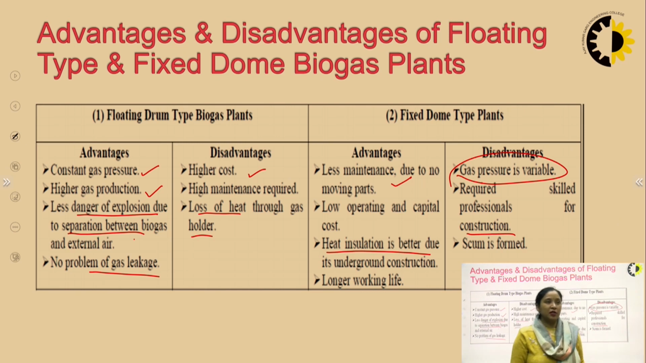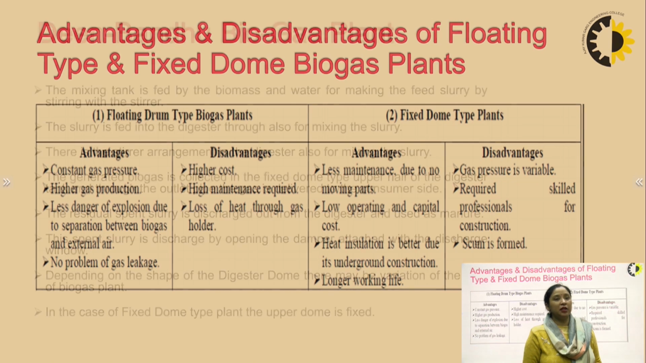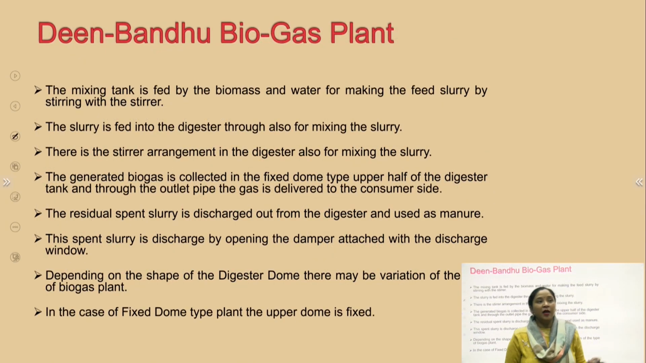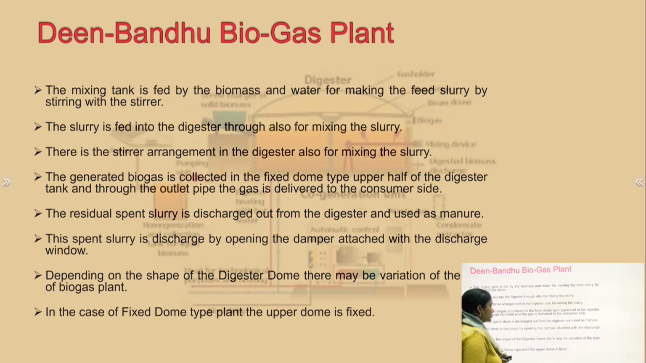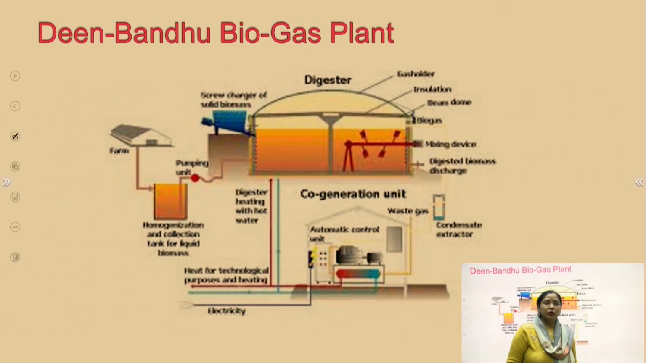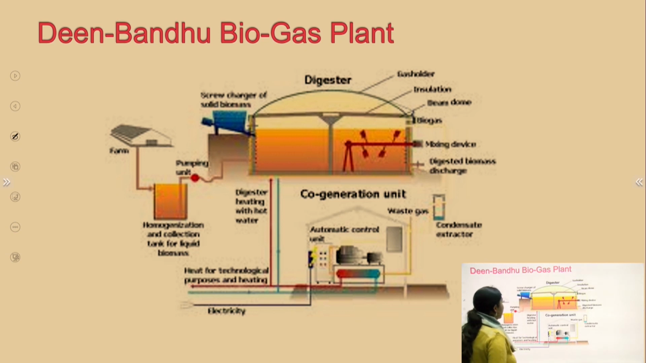That is a major disadvantage of using the fixed dome type plant. One of our major plants is the Deenbandhu biogas plant, one of the biggest plants, with a similar construction as I told you. This is our Deenbandhu biogas plant. You can see a digester, and from the digester the same process follows.